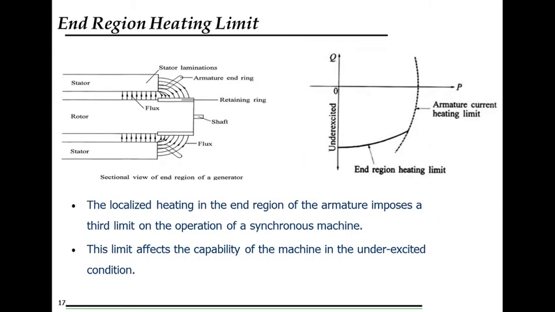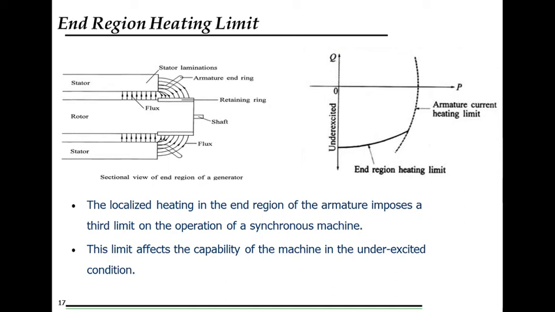The third limitation that comes in the capability curve is the end part heating or end region heating limit. The end part heating is localized heating at the end region of the stator core of the generator. This heating is a result of eddy current loss in the lamination of the stator core due to end turn flux of armature winding. This heating imposes a limitation on the operation of the synchronous generator, known as end region heating, end ring heating or end part heating.